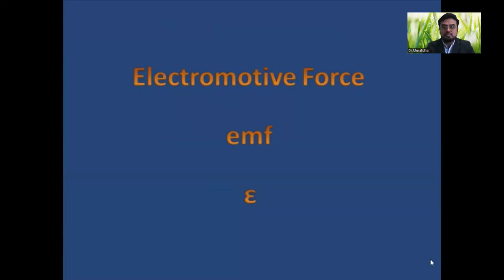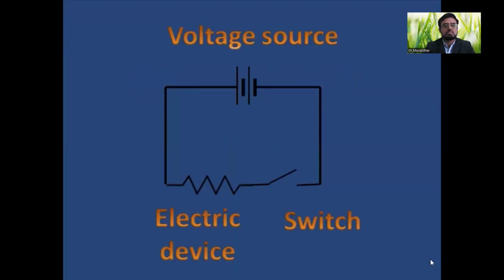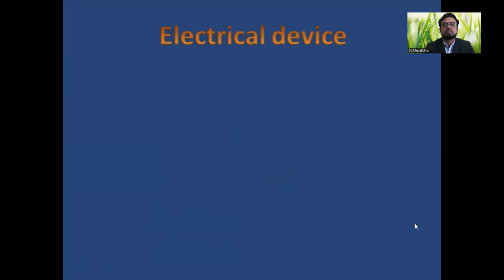Next we need an electrical device. I've already mentioned before that this converts electrical energy to other forms of energy. What do we mean by this? Well, you might use a light in the circuit as the electrical device.